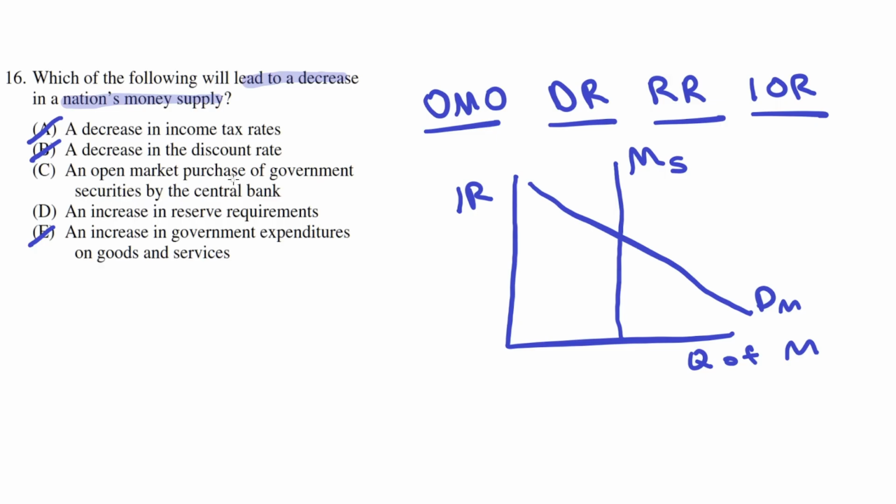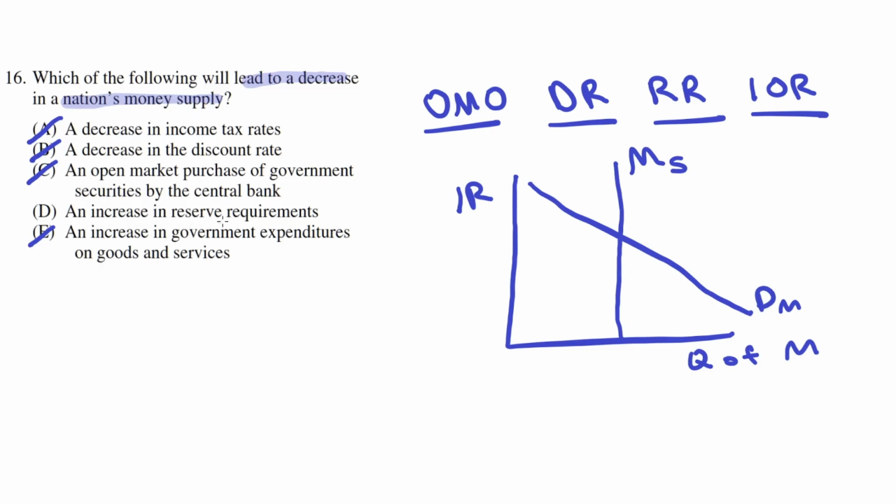C. An open market purchase of government securities by the central bank. If the government buys securities through the central bank, that means they're getting securities and they're giving money to the public. Because they're adding more money to the public, this would increase the money supply, not decrease the money supply. So C is also incorrect.